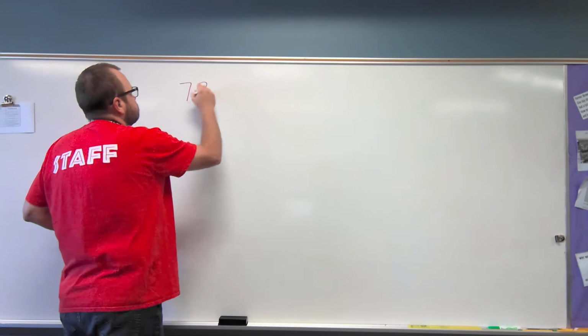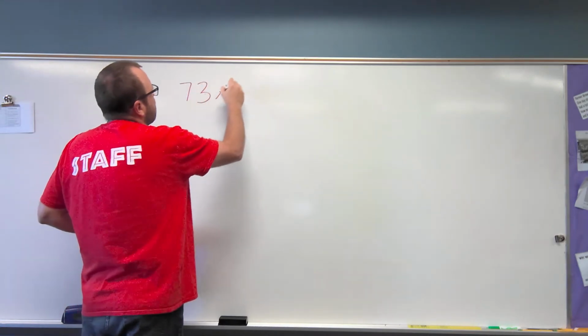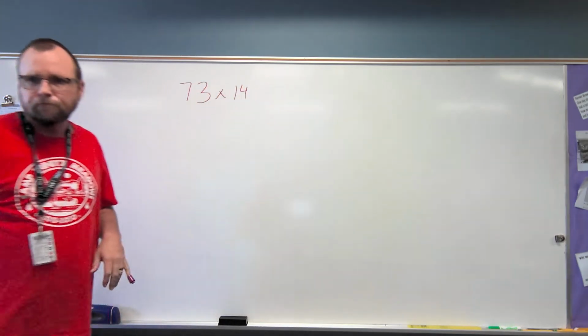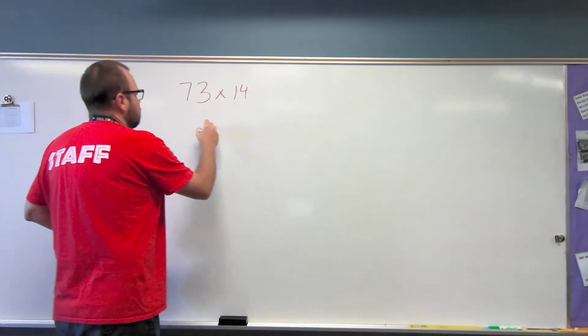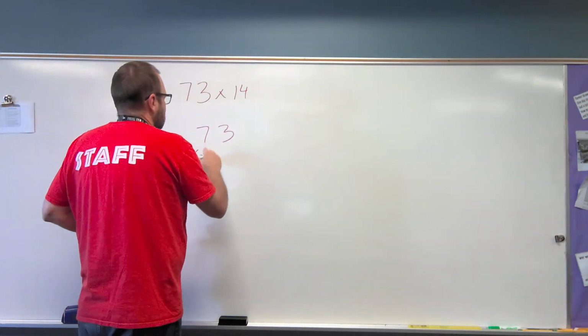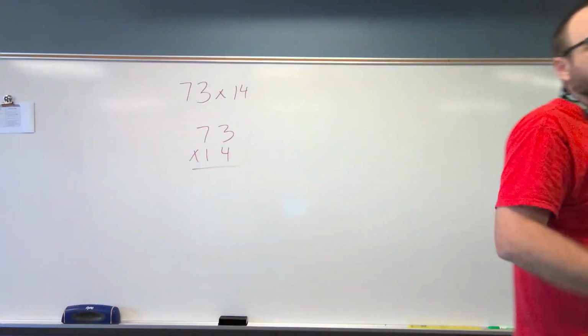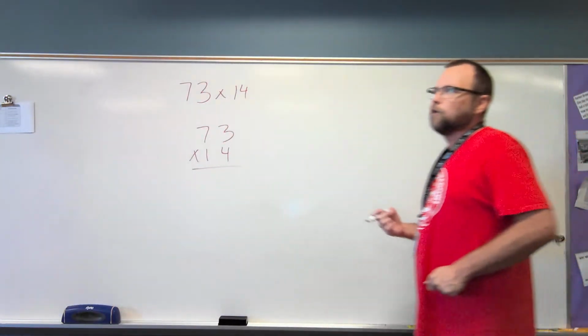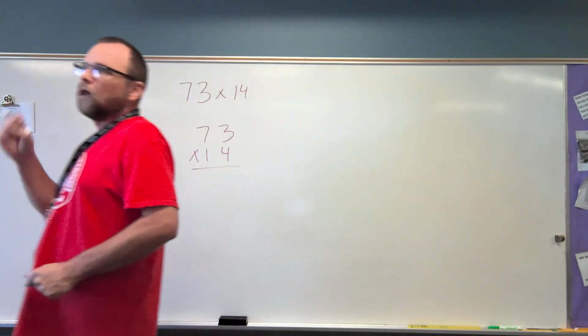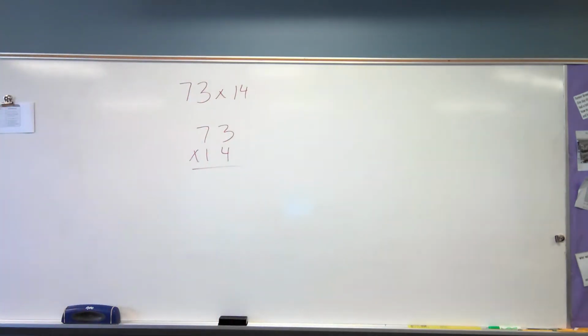73 times 14. So the same thing here, we're going to break it into pieces. And again, all you have to know to multiply, no matter how big the number is, is 1-digit multiplication. If you know your 1s through your 9s, the rest of your life is easy.